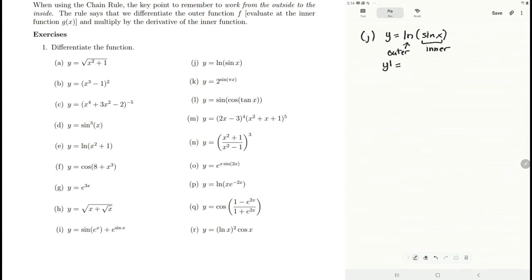is going to be the derivative of the natural log, which is the reciprocal. So it's 1 over the sine of x. So that takes care of the natural logarithm. And then we multiply this by the derivative of the inner function, which is the cosine of x. So the derivative is the cos of x over sine of x. And we know this to be cotangent of x.